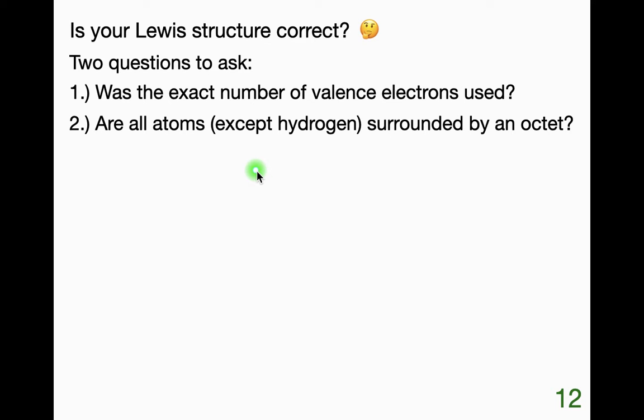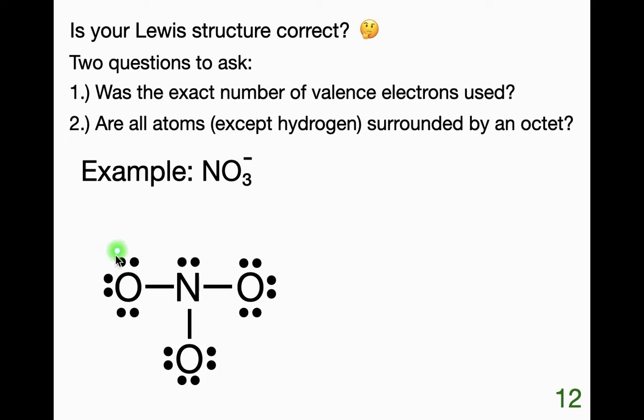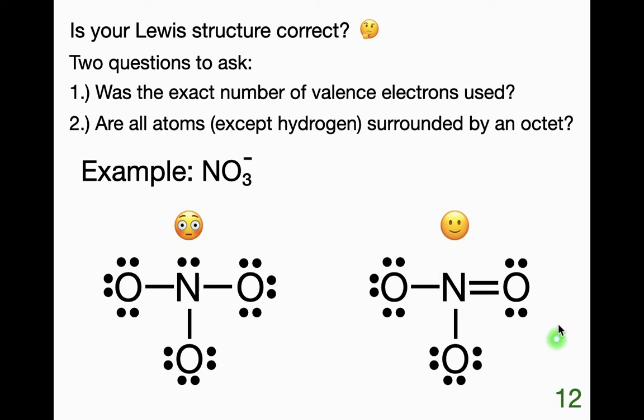If not, then it is not correct, even though it may look correct. So as an example, let's look at the nitrate ion. Now you might be tempted to think that this is a correct Lewis structure for the nitrate ion. Every atom is surrounded by 8, but it is not correct. The correct Lewis structure has a double bonded oxygen.